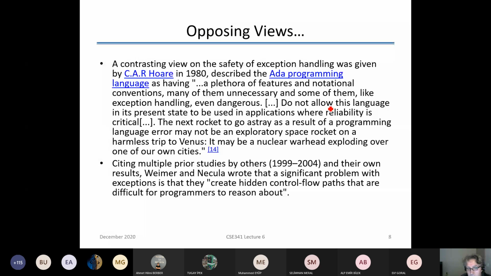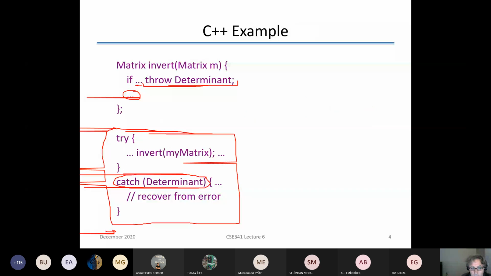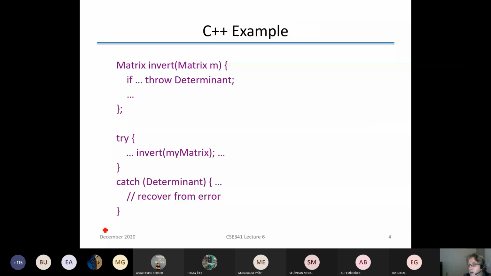So, for example, these guys, Weimer and Nicola, say that exceptions create hidden control flow paths that are difficult for programmers to reason about. I mean, you are already implementing something with semantics that are very difficult to grasp and test, and now you are adding on top of it these hidden control flows that are not obvious in the program. When I look at it here, it's not very obvious where my control is actually changing. So I have this try block, and I know there might be something happening here, but I don't know. There are several paths here.